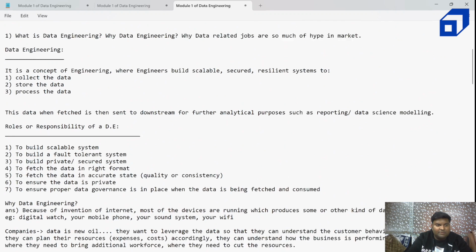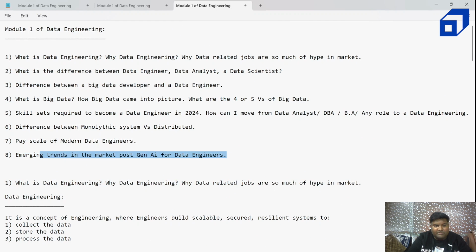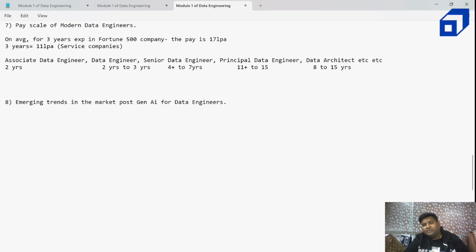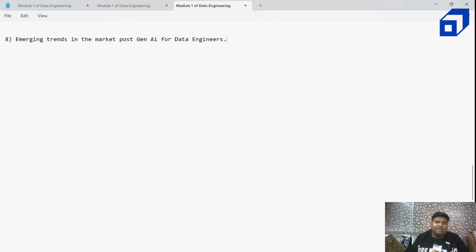Let us go to the last point, which is point number 8, emerging trends in the market post Gen AI for data engineers. I keep hearing people ask me, hey Aditya, will there be job cuts for data engineers in the market? There won't be any job cut. Generative AI will basically make our lives much easier. A data engineer can easily use tools such as GenAI to improve their current existing systems, to change the code or logic or build some kind of enhancement on the current system.